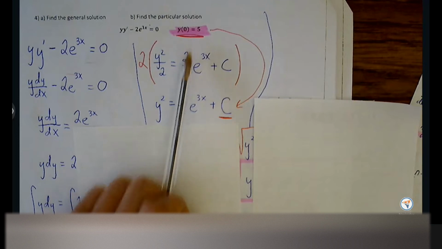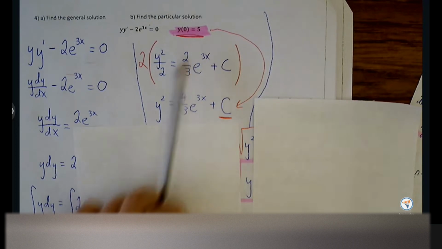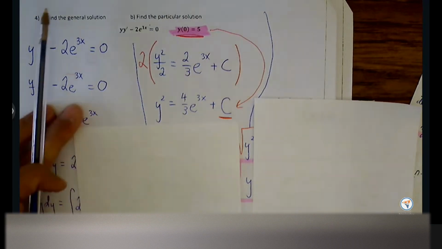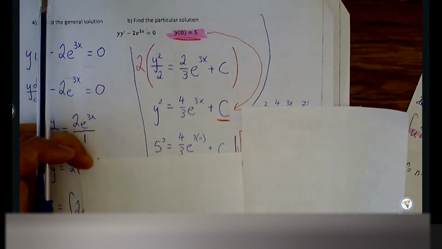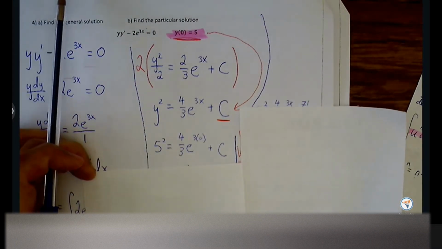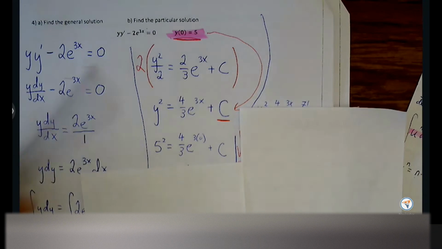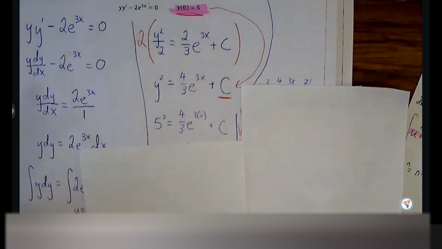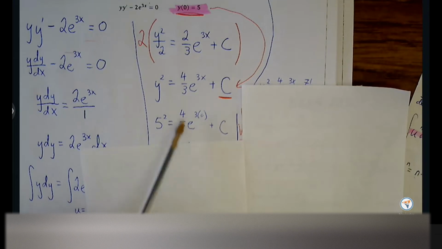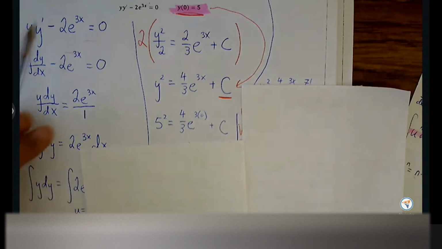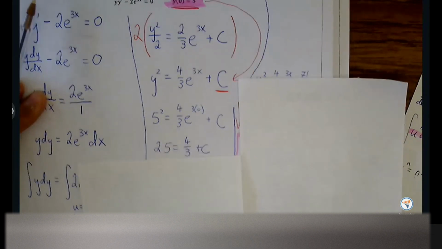Okay, so I'm going to take the 0, put in for the x, 5, put it in for the y. And I'm going to work to solve for c a little earlier than previous problem. So 5 squared becomes 25. 4/3 e to the 3 times 0. E to the 0 is just what? 1. That drops out. So I just subtract 4/3 from both sides to solve for C.